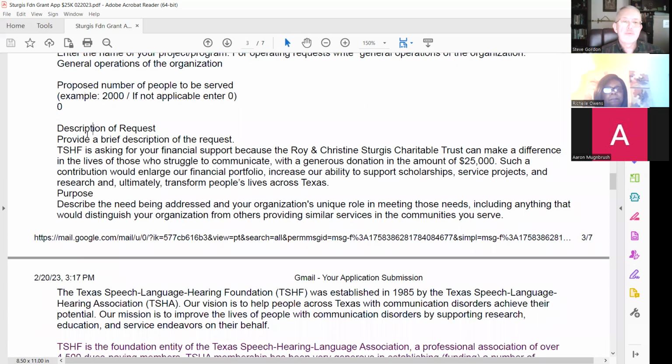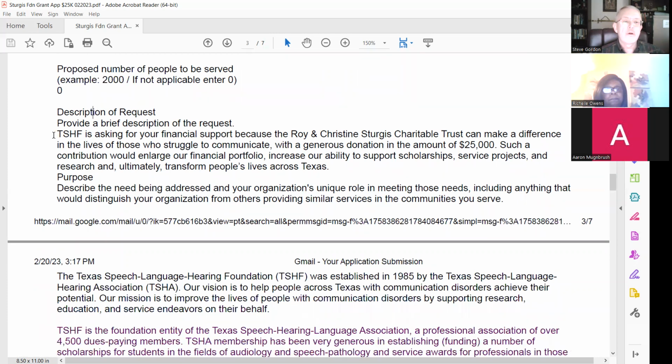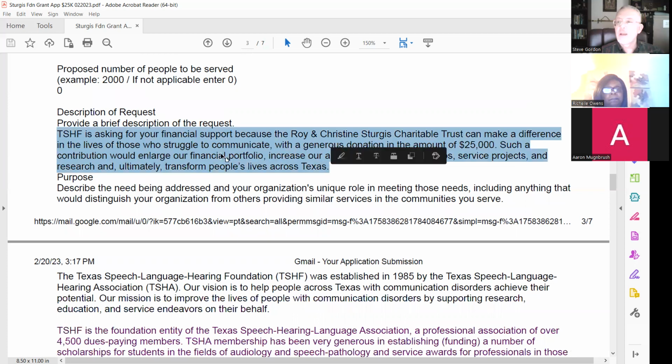Then the description of the request. Provide a brief description of the request. So here you have to come up with your sales pitch. This is the quick, short answer where you specifically say, this is what we're doing. This is how this money is going to help us. So that's really the core of your whole application, the description of the request.